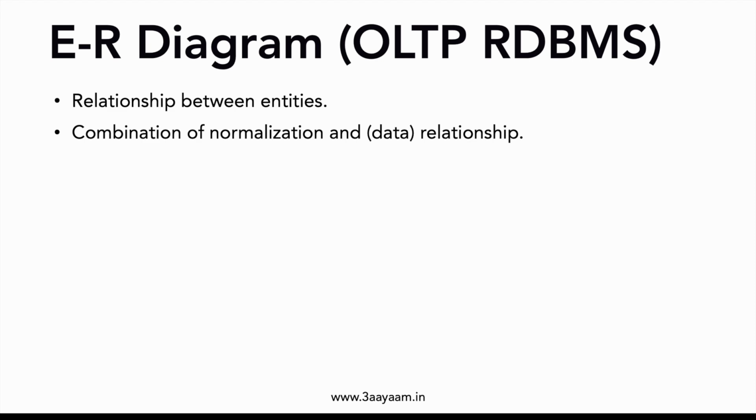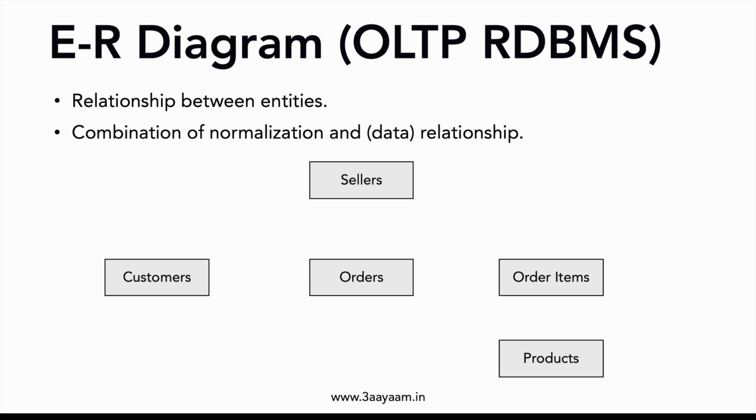So if you have multiple entities, you will have to make sure that those entities are in third normal form at least. So all the tables should be in third normal form, and then we can go ahead and create the ER diagram. And these are the entities that we have talked about. We have customers, orders, sellers, order items, and products. Now these are the entities based on the data set that I have provided for the hands-on.